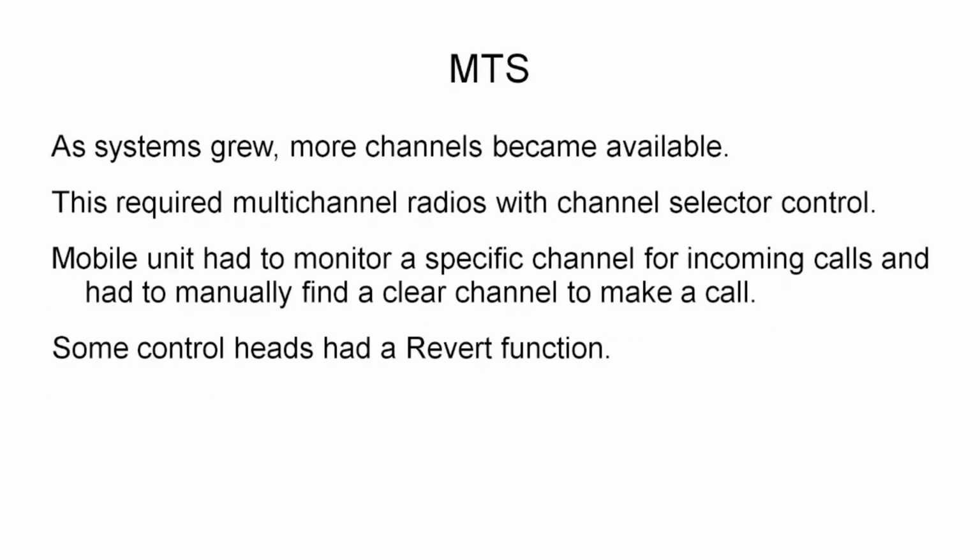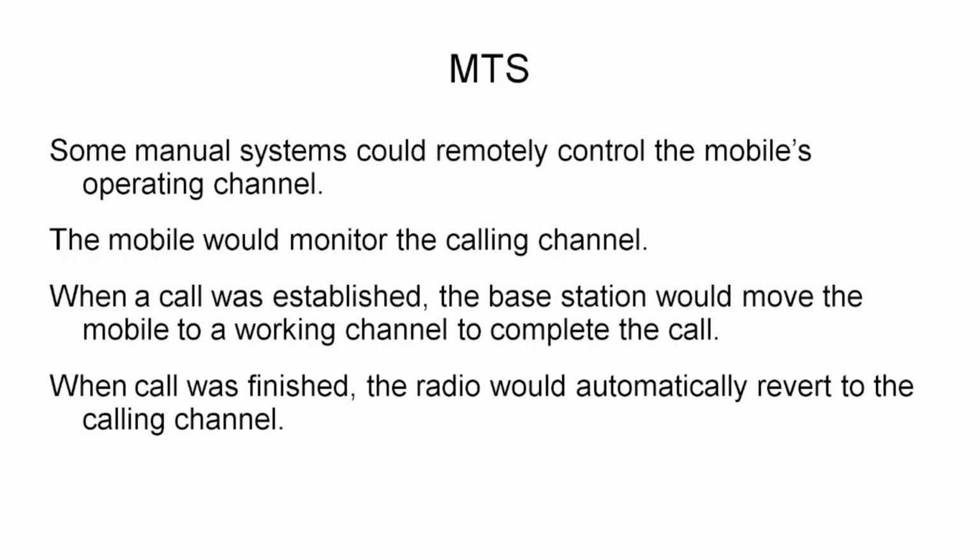As the system grew, more channels became available. This required multi-channel radios with a channel control selector. The mobile unit had to monitor a specific channel for incoming calls, but also had to manually find a clear channel to make a call. Some control heads had a revert function that would automatically put you back on your calling channel when you hung up. There were some manual systems that could remotely control the mobile's operating channel.